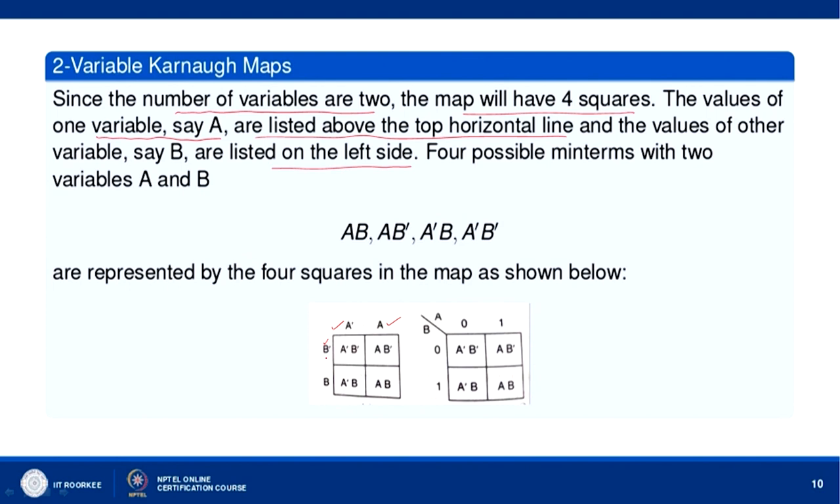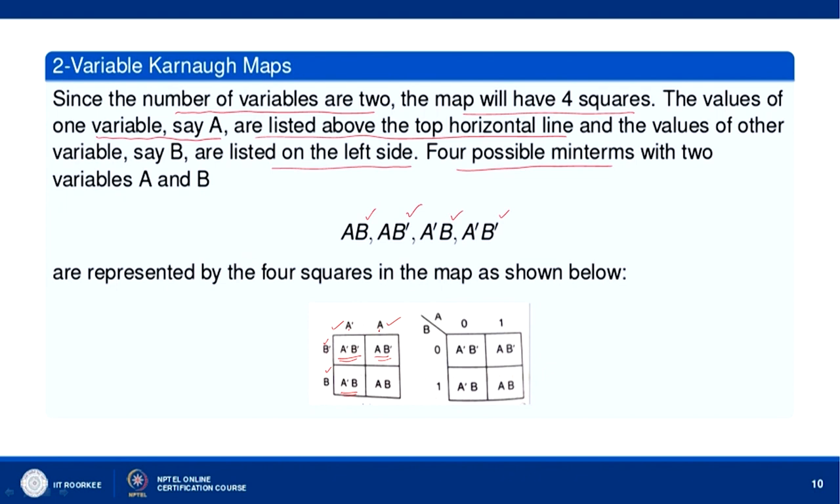There are 4 possible min terms with variables A and B. What are the min terms? A B, A B dash, A dash B, A dash B dash. Those 4 min terms are then represented by 4 squares. So you can see, this is A dash B dash, this is A B dash, this is A dash B, and this is A B.